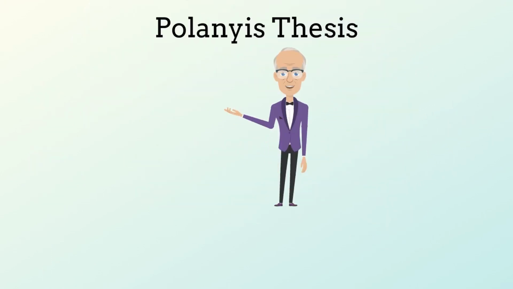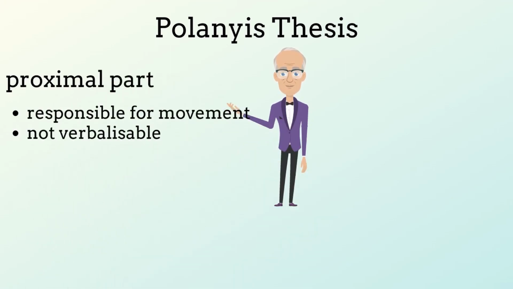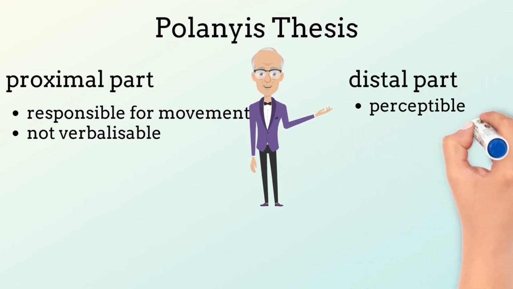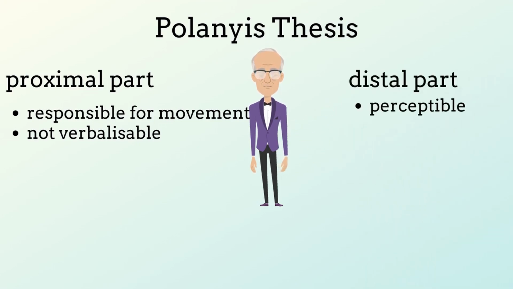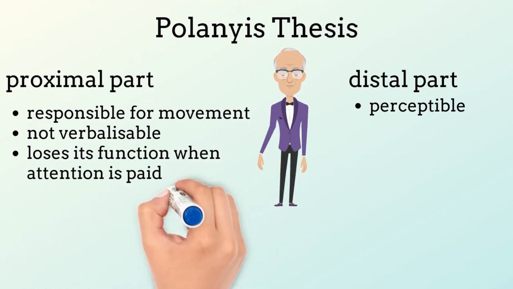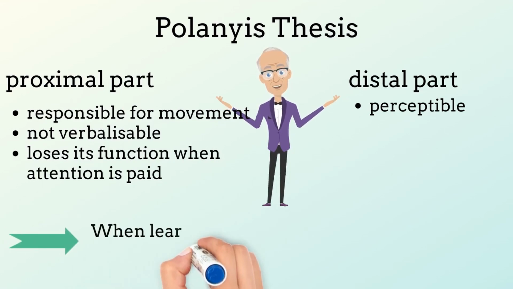Implicit knowledge is subdivided by Polanyi into a proximal part that produces a movement but cannot be verbalized, and a perceptible distal part. When acting, attention can in principle only be directed towards the distal part, that is, the action effect. If attention is redirected to the proximal part, that is, the motor processes which produce the movement, they will disconnect from the original movement outcome and thus will lose their original function. Therefore, directing attention to internal processes and not to the external effects leads to a disturbance of the movement.